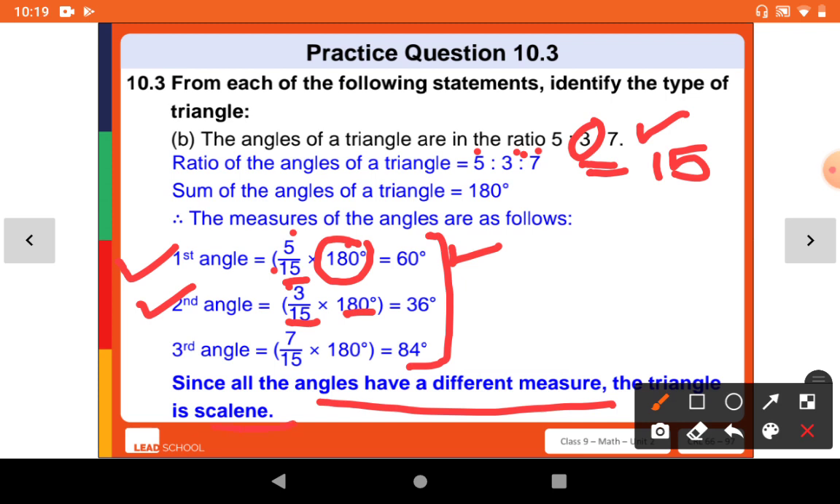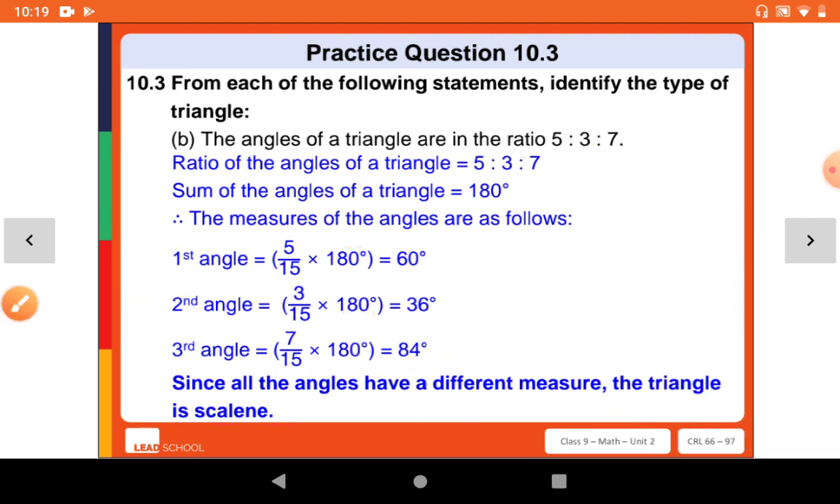स्केलीन ट्राइंगल वो होती है जिसकी सारी साइड्स अलग अलग होती हैं. फॉर एग्जांपल, मैंने यहाँ ड्रॉ की है, ये छोटी है, ये थोड़ी उससे बड़ी है और ये सबसे बड़ी है. तीनों का जो मेजरमेंट है, साइड्स का भी और एंगल्स का भी, वो डिफरेंट होता है. That triangle is called a scalene triangle. Pause the video and note down the solution.